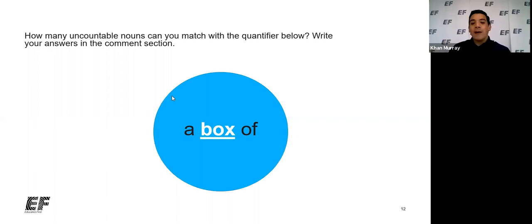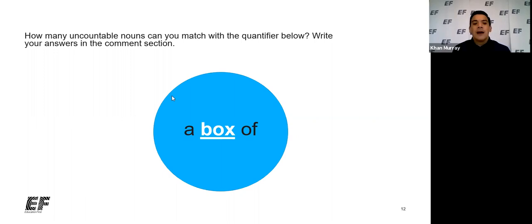So when we're talking about these quantifiers, whatever the countable noun is in, then we count it in that thing. So if the flowers are in a box, then we will use a box. Okay, if the tissues are in a box, then we'll use a box of tissues. If they're in a packet, we'll use a packet of tissues. Okay, so remember that one.